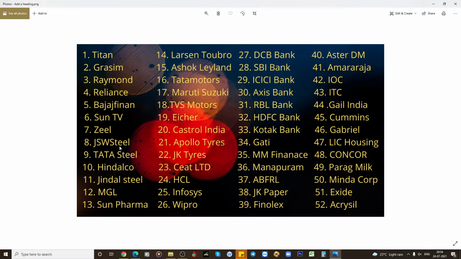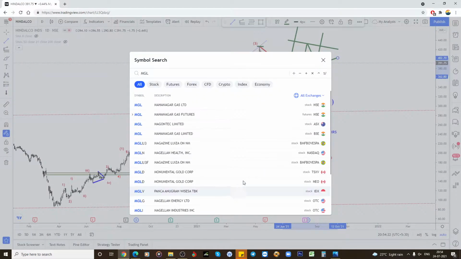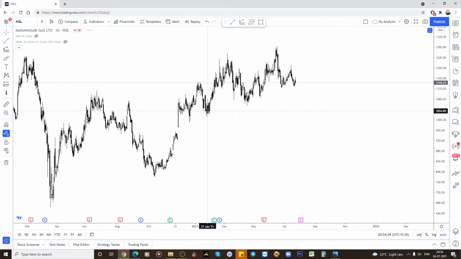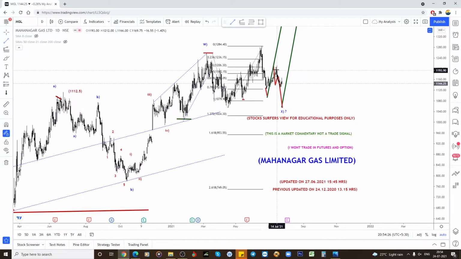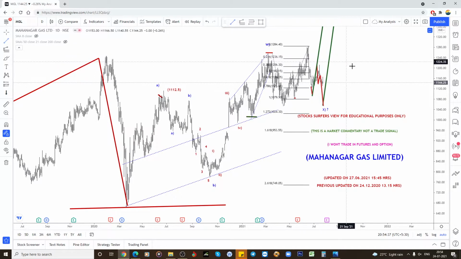We can see this. Yeah, we finished this. So let's move on to MGL. So MGL also, see, exactly what I expected. From here it could make a three-wave structure. So wait for this to complete for WX and wait for that A, B and C. But it will take more time than this also if it is a triple correction.